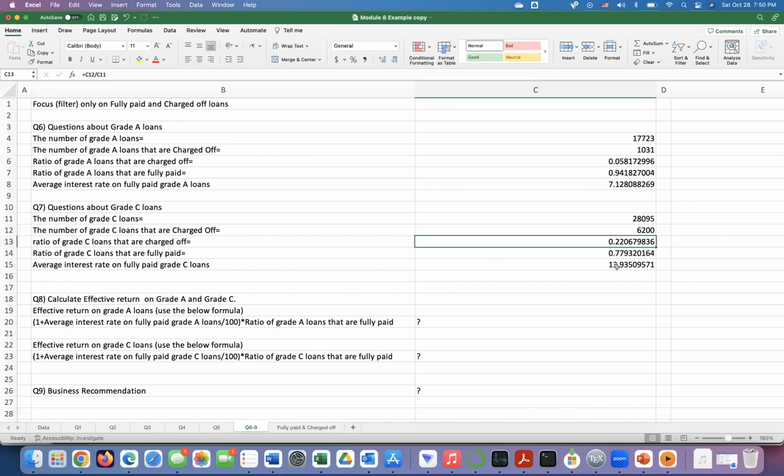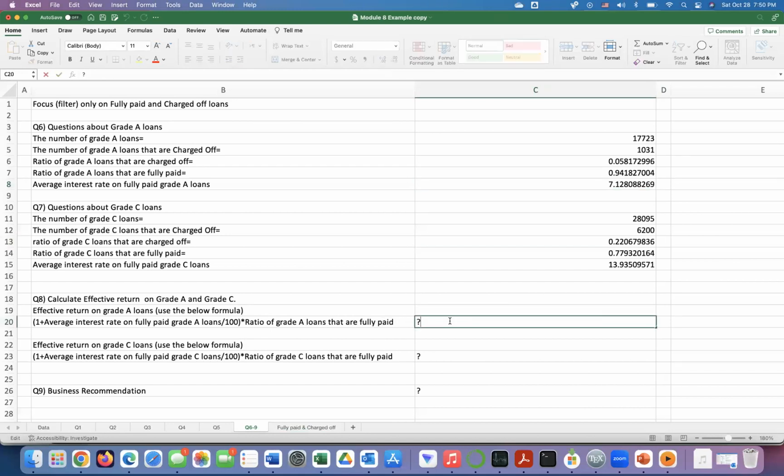Which one should the bank focus on, grade A loans or grade C loans? Let's calculate something. Calculate effective return on grade A and grade C loans. What is effective return? Effective return on grade A loans is 1 plus the average interest rate on fully paid grade A loans divided by 100, yes? Times the ratio of grade A loans that are fully paid.